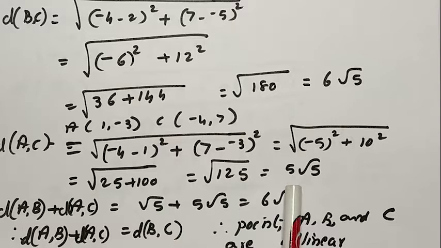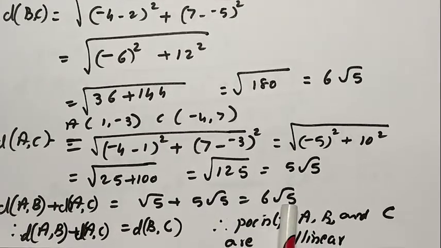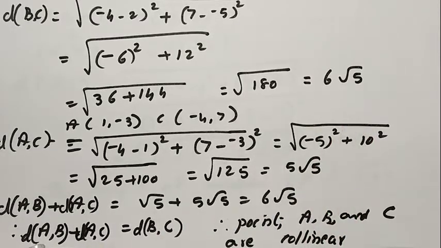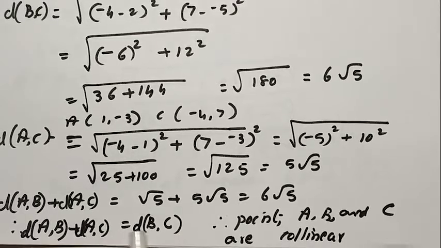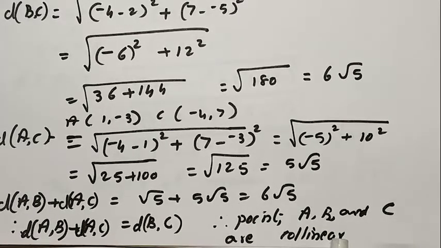We know that 1 root 5 plus 5 root 5 is 6 root 5. That is, AB plus AC is equal to 6 root 5. And we know BC is 6 root 5. Therefore, AB plus AC is equal to BC, by betweenness. Therefore, points A, B and C are collinear points.